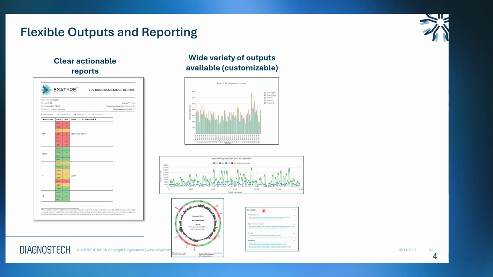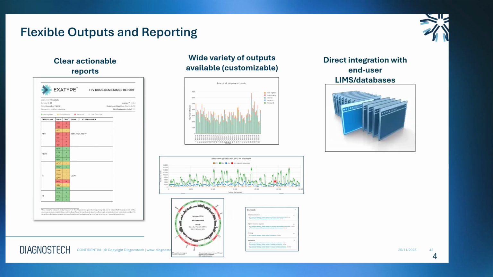A nice feature is that they allow you to download all the raw data. So it's not just that you put in data and get out a report. You can download the consensus sequences, the aligned BAM files, the coverage reports, the raw data. It's all available to you within the platform. And then, as I mentioned, this can all integrate with LIMS or databases that the user has.